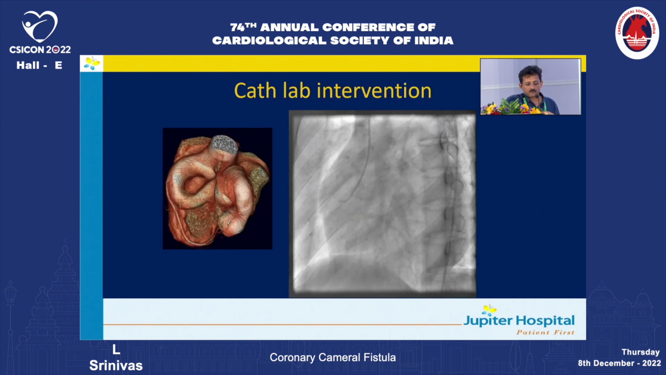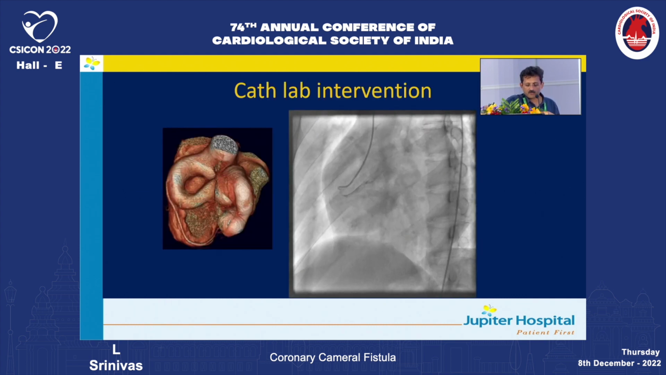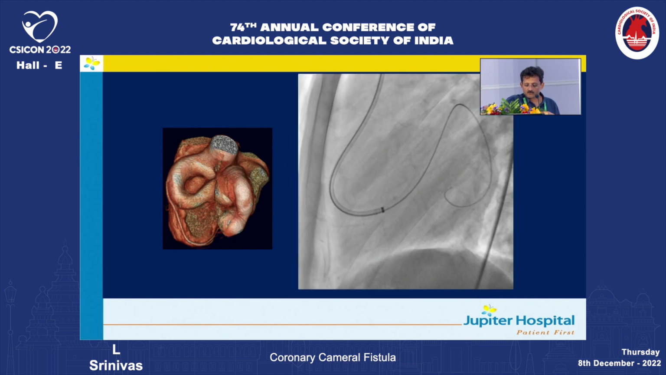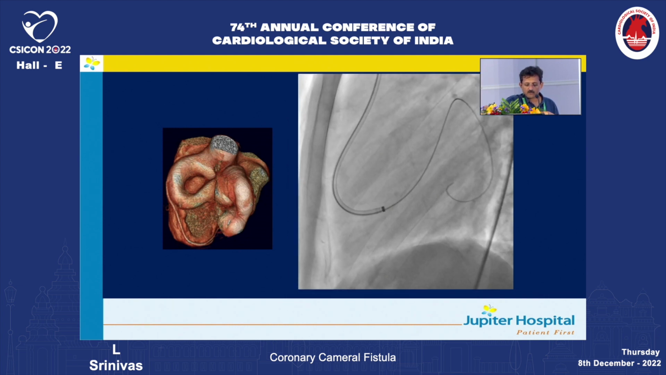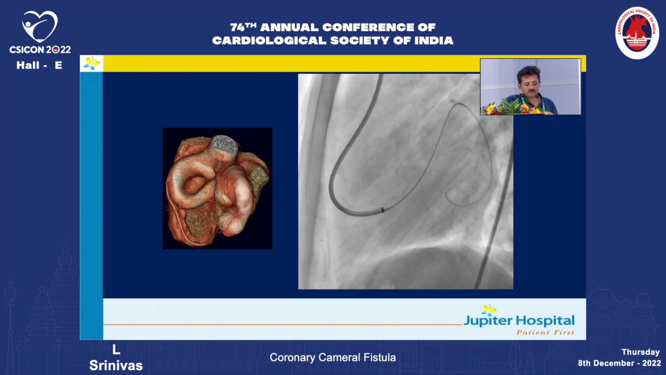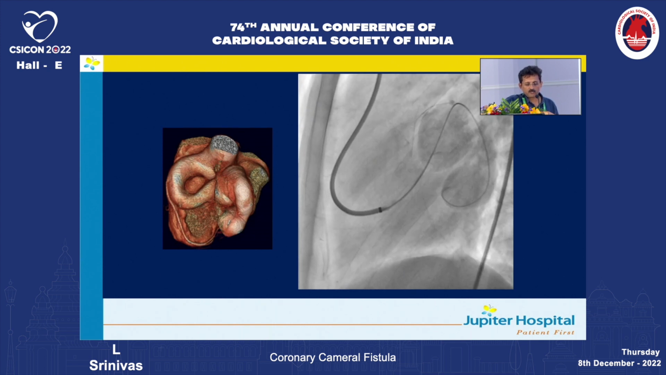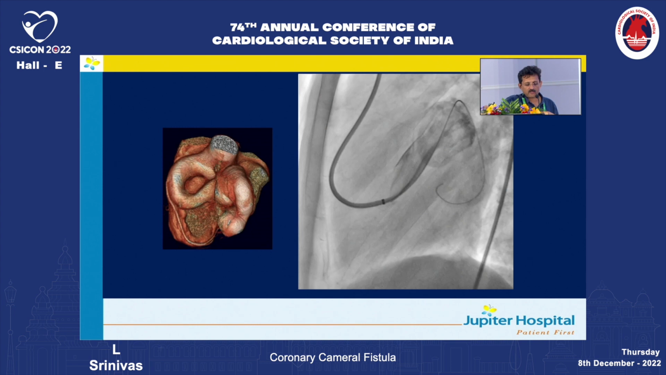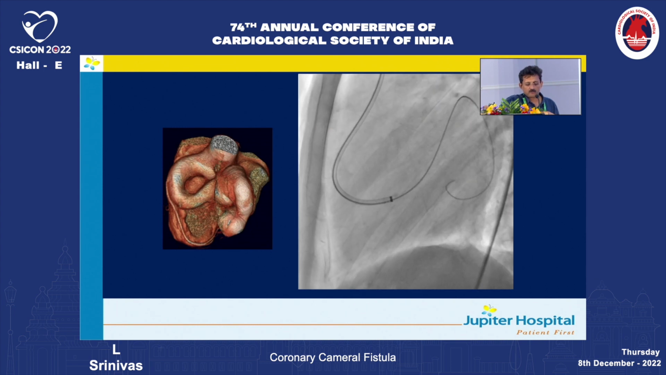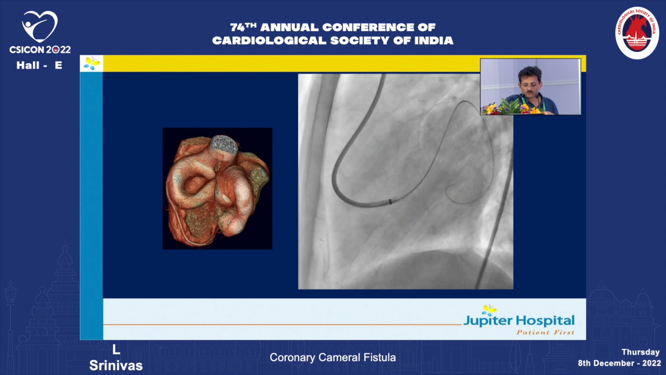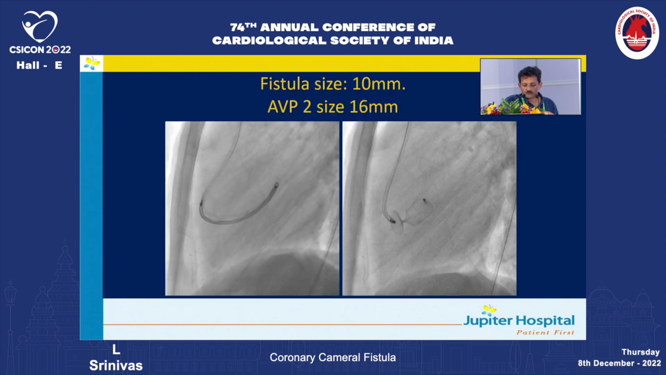Okay, a few case examples. This is one simple case, an RCA to RA fistula. This was a fistula tract with this angiogram and a simultaneous 3D picture I am showing you, because we usually determine the angle of projection in the cath lab based on the CT scan. With this CT scan, we know that a lateral view is most suitable. So we have already started this procedure in the lateral view.